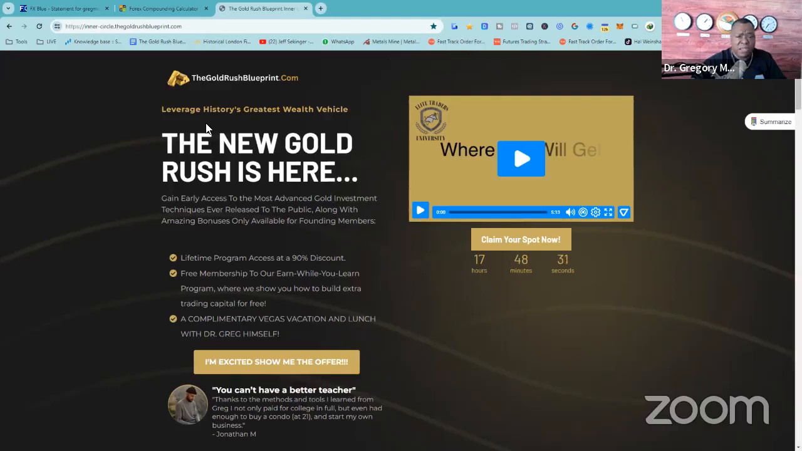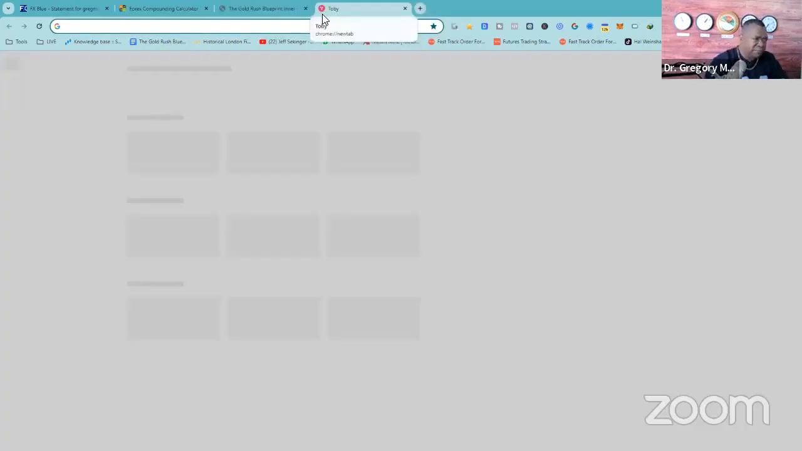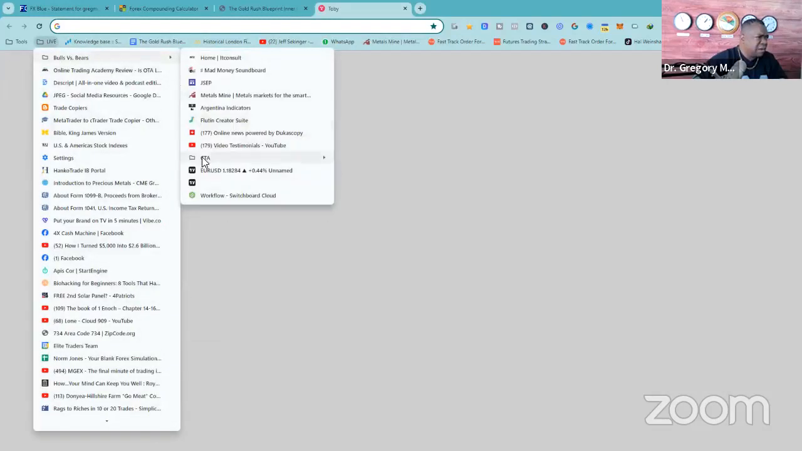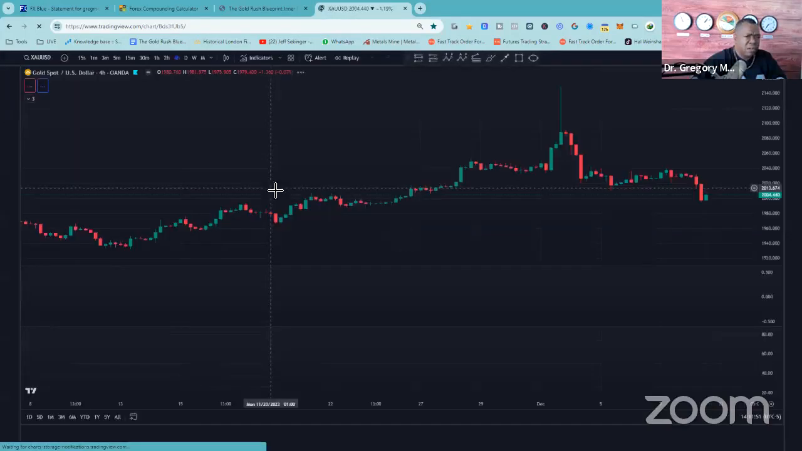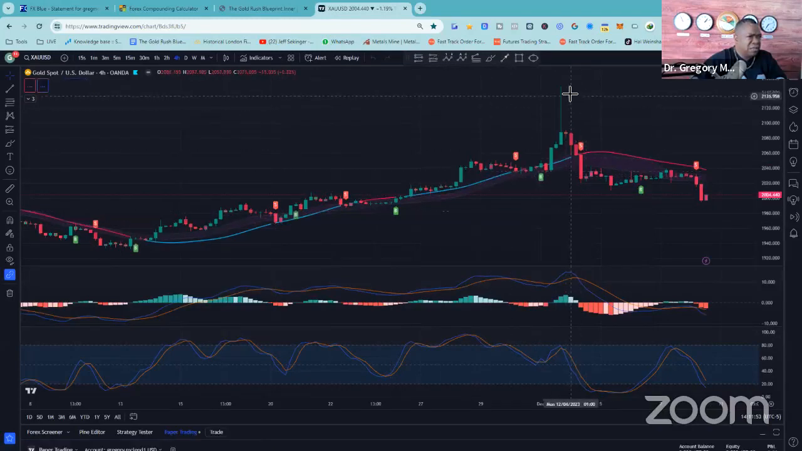We saw gold hitting an all-time high near $2,143. That's an all-time historic high, right? I can pull up the chart on that, so we can go ahead and pull that up. We hit this high in gold, and it was the highest high ever recorded in gold. And here it is. That's it, right?